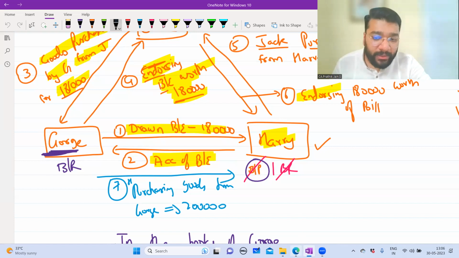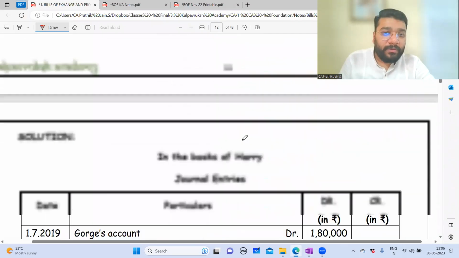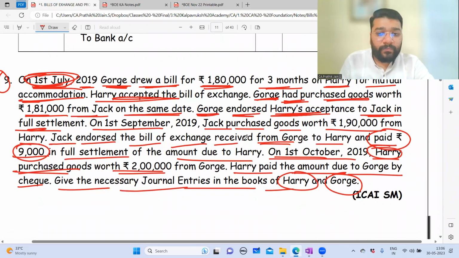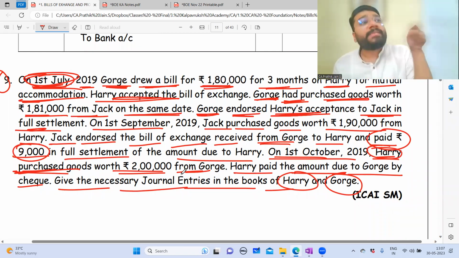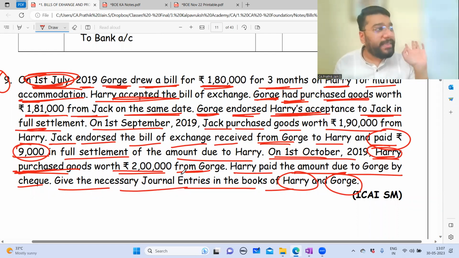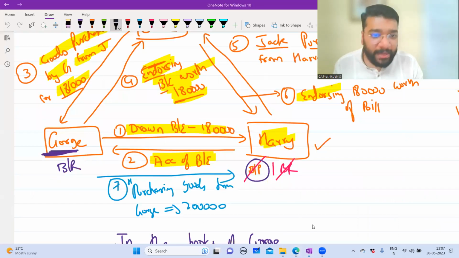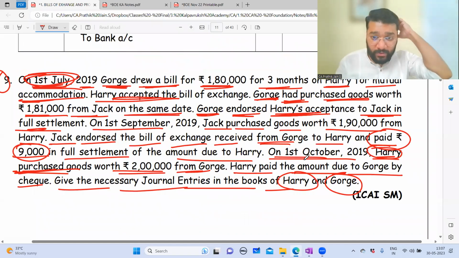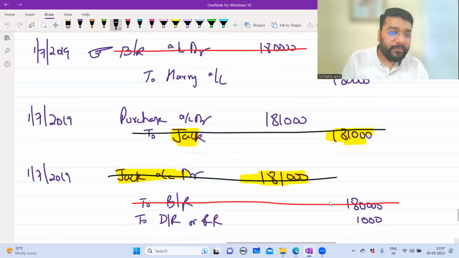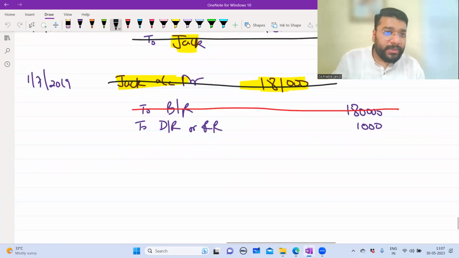Guys, what have they told here? They have told that Harry is purchasing from Gorgi. For Harry, it is a purchase. If Harry is purchasing from Gorgi, Gorgi is selling. So for Gorgi, it is a sale. Now clear? Gorgi is selling. On what date? 1st October 2019.